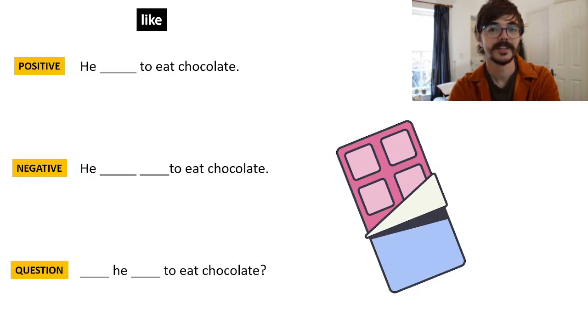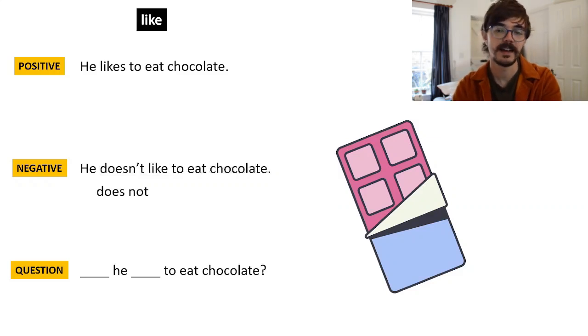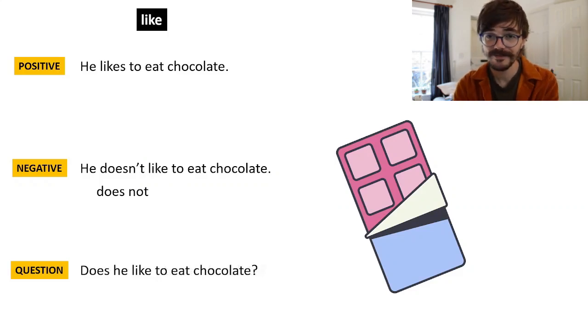Time's up. So number 1, he likes to eat chocolate. Remember that S because it's he. Number 2, he doesn't like to eat chocolate. Remember that doesn't like to eat chocolate. And number 3, does he like to eat chocolate? Let's look at our next 3.